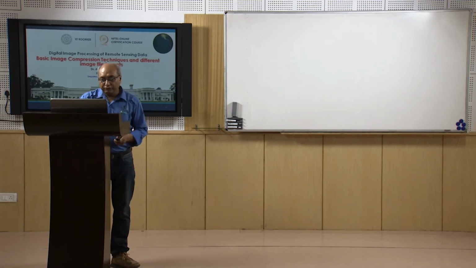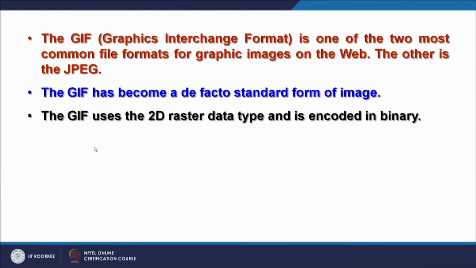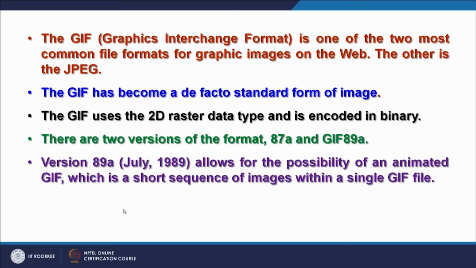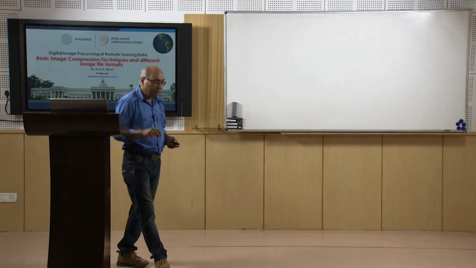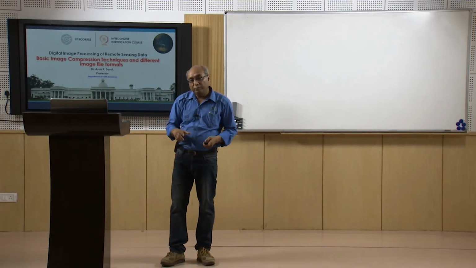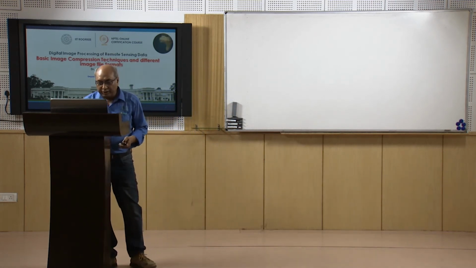Your JPEG and GIF have become the de facto standard forms of image. GIF uses the 2D raster data type and is encoded in binary. There are two versions of the format, GIF 87a and GIF 89a, and this version allows the possibility of an animated graphic. So if you have a sequence of frames, you can put in a time gap and can create a sort of movie or animation, which are becoming very popular.